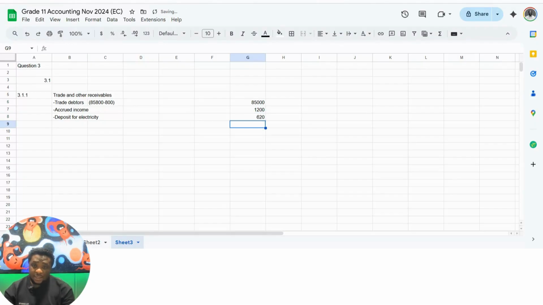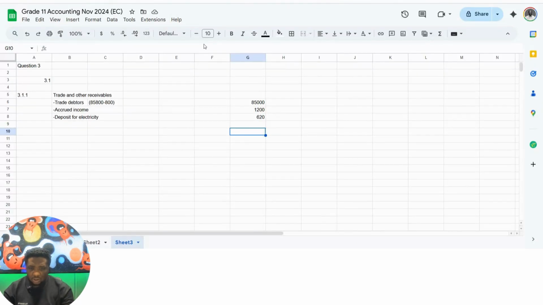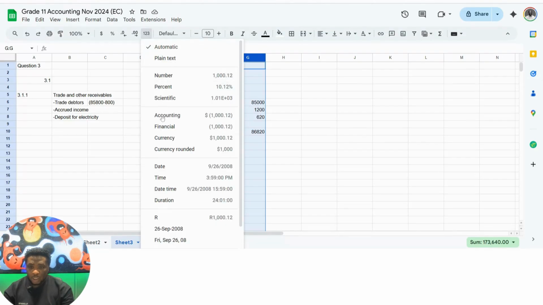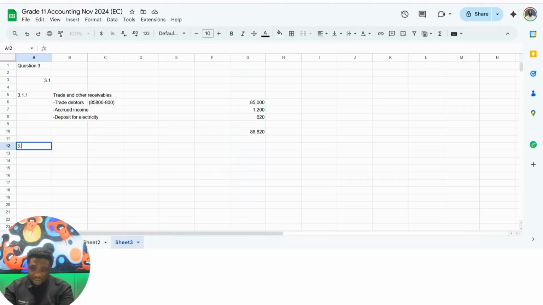And then I don't see any prepaid expenses given here. There's income received in advance, but that falls under trade and other payables, not receivables. And so the total for our trade and other receivables would work out to 86,820. So that's how we would do our trade and other receivables. Obviously, we should still be able to do a full note with the provision for bad debts and all that, but that wasn't necessary in this case. I just wanted to show it a little bit so that you still have an idea of how to do a full complete note.